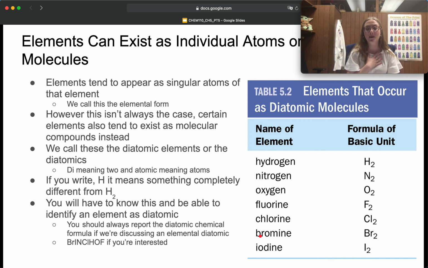The way I tend to remember them is through this funny little mnemonic down here called, I'd say, Brinkelhoff, okay? Br for bromine, I for iodine, N for nitrogen, Cl for chlorine, H for hydrogen, O for oxygen, F for fluorine. So in my head, I'm always like, it's a Brinkelhoff. You know what I mean? I'm just meaning it's a diatomic molecule. But there are other ways to remember this as well. And again, this is important so you're properly talking about the elemental form of these compounds.